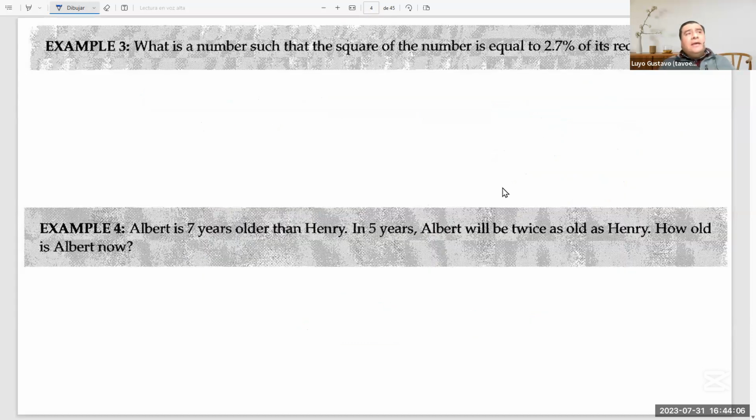Example 3: what is a number such that the square of the number is equal to 2.7% of its reciprocal? Okay, you can try this one as well.